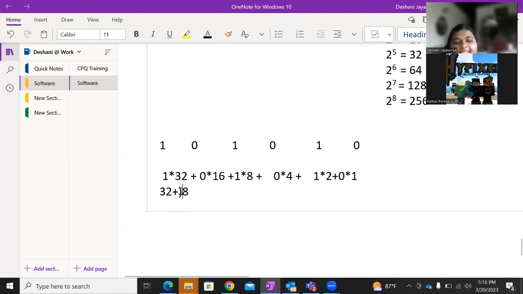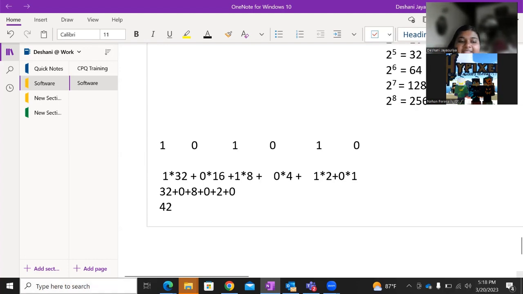So you can even say it this way: whatever comes from the top bar, we have to get, okay? This is 0 into 4, which is 0. 1 into 2 is again 2, and the last one is 0 because 0 into 1 is 0. Okay? So this is 32 plus 8 is 40. 40 plus 2 is 42.